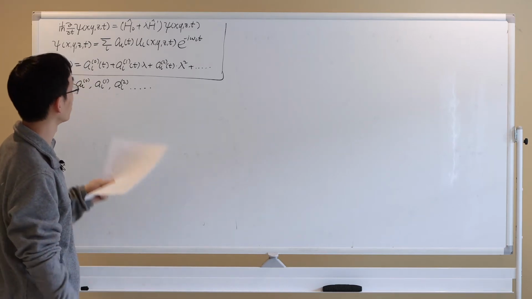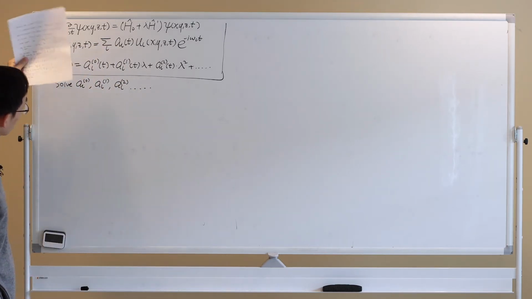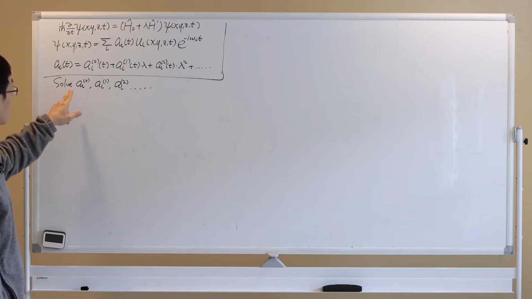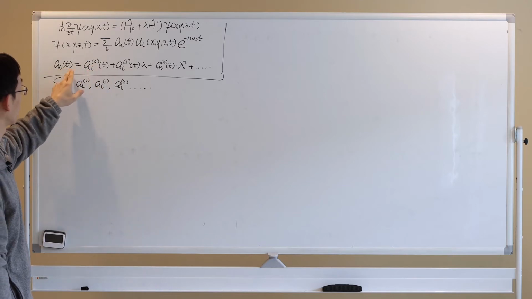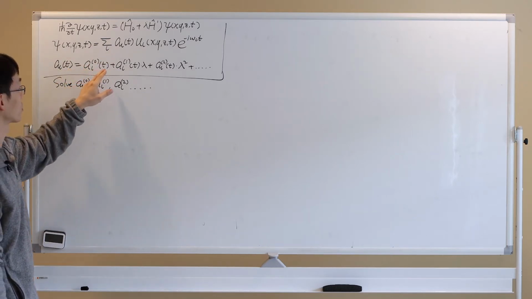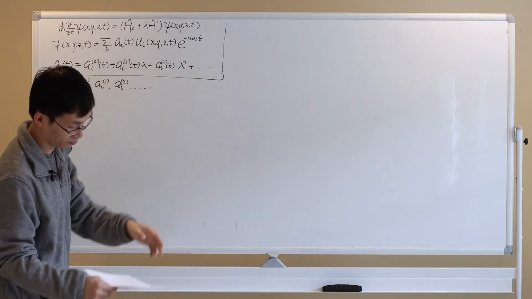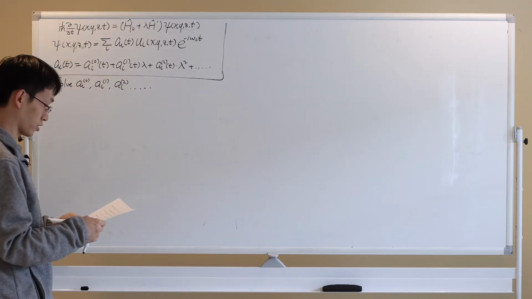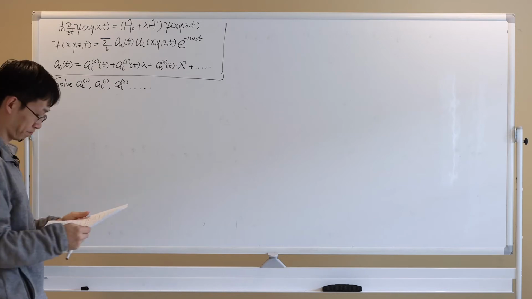So I wrote down all the equations we need here, and our task is to solve for A_l, for all this l, at zeroth order, first order, second order, and so on. With this, we can then calculate the expected value of R.